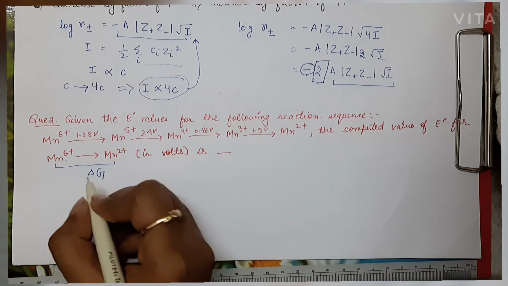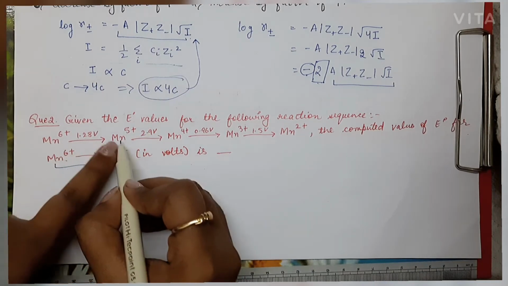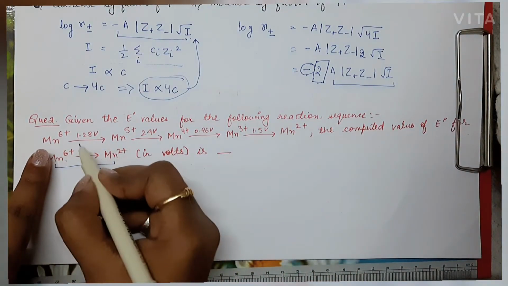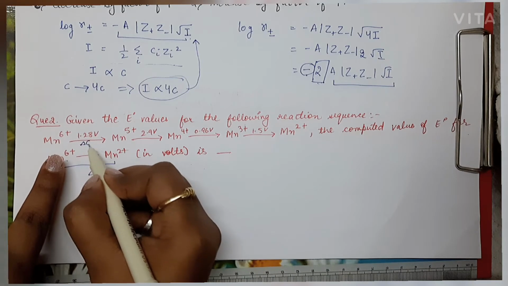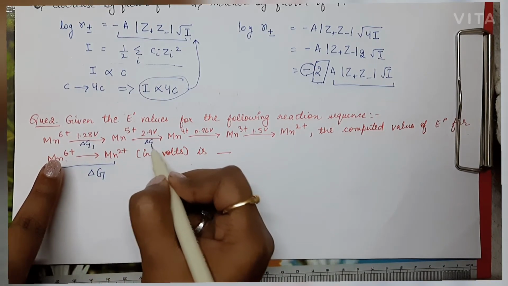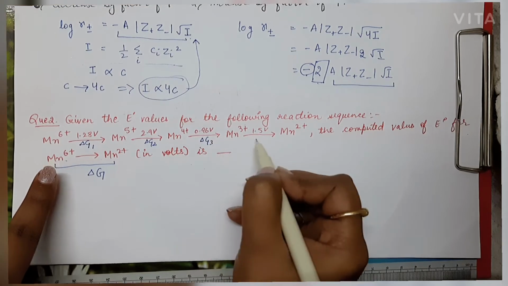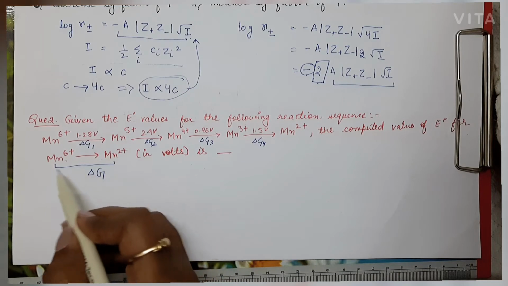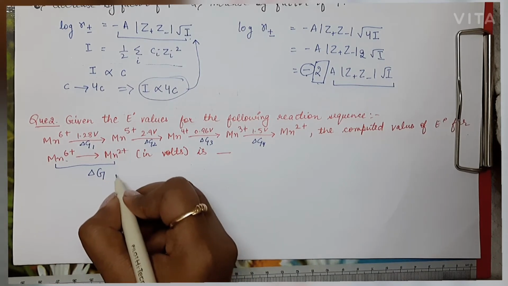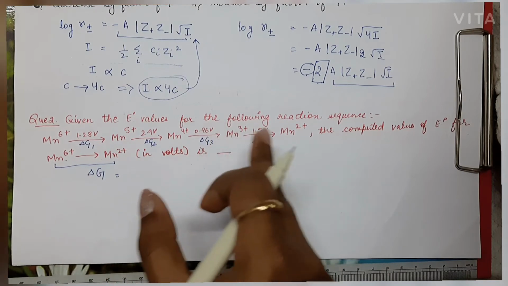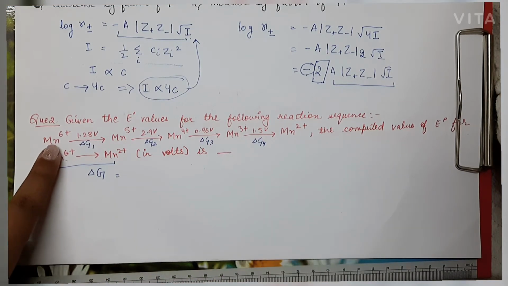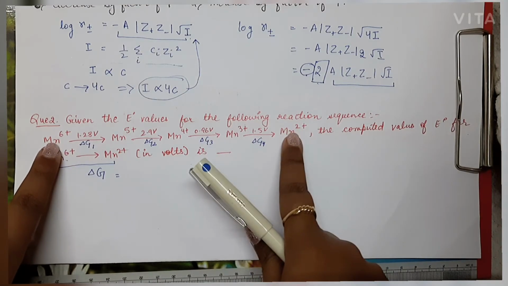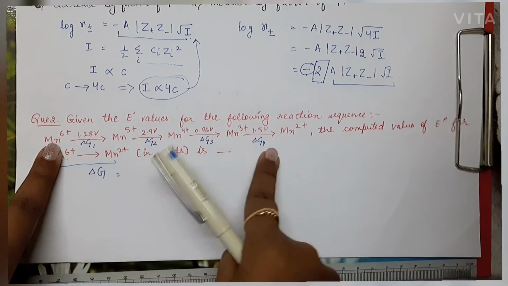So delta G overall: suppose this is the first reaction, this is second, this is third, and this is fourth. For these reactions I am giving the delta G values as delta G1, delta G2, delta G3, and delta G4. Now in order to find the delta G value for this overall reaction, we just have to add these 4 delta G values, because eventually we have to go from Mn6 positive to Mn2 positive. So basically we have to add these 4 values.